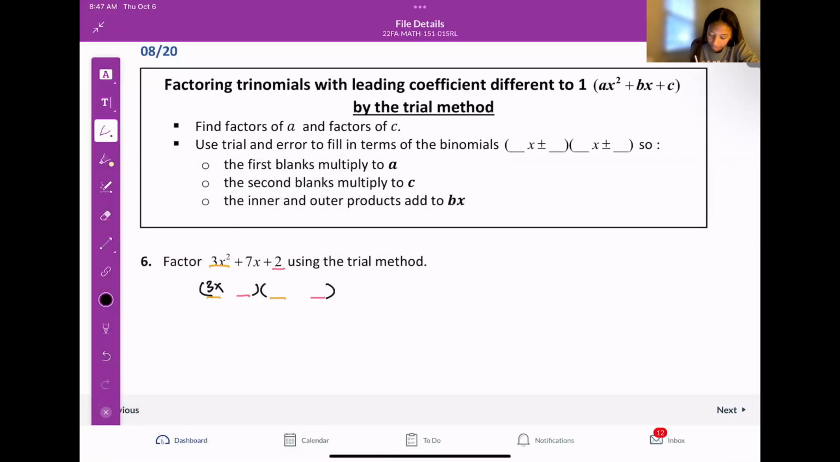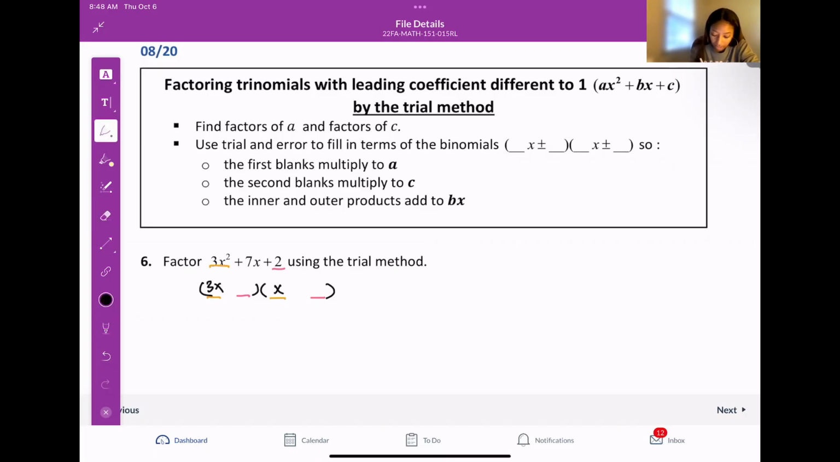And the other one has to be an x. That's our only option. And then the same thing is kind of similar for 2. What two numbers can we multiply together to get 2? 1 and 2. Now the question is, should the 1 go with the 3x or with the x? And that's where the guessing and checking kind of comes into play.